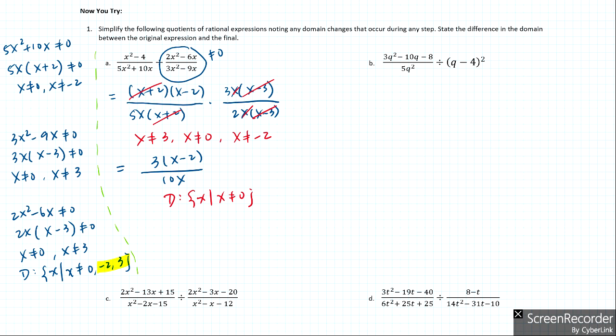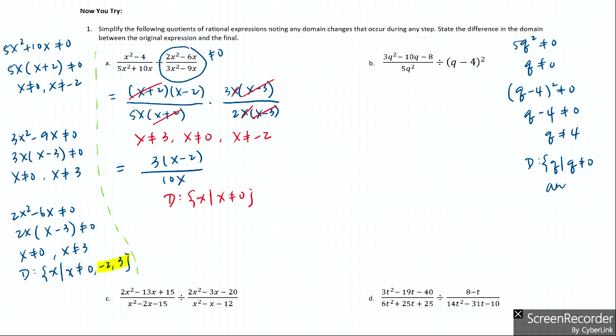Moving on to part B, we start with the same process. We want to make sure 5q squared doesn't equal to 0, and we also want to make sure whatever we're dividing by doesn't equal to 0. So 5q squared doesn't equal to 0 means q squared doesn't equal to 0, or q just doesn't equal to 0. Second restriction, we want to take the square root of both sides, so q minus 4 doesn't equal to 0, and q doesn't equal to 4. The domain becomes q such that q doesn't equal to 0, and q doesn't equal to 4.